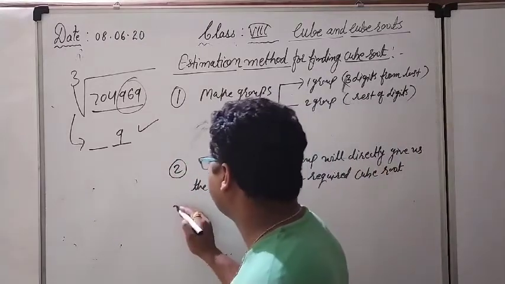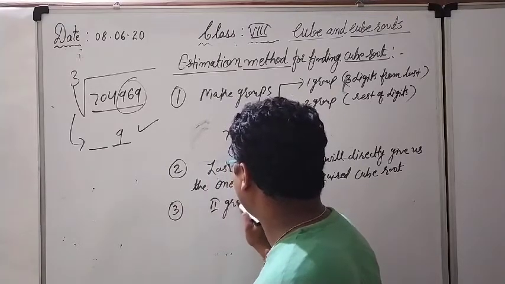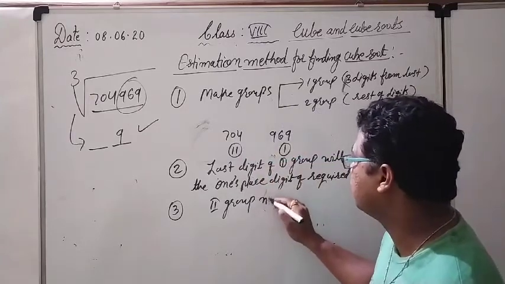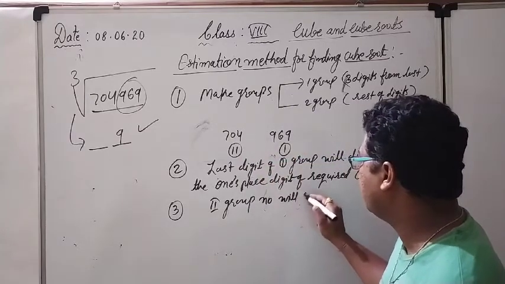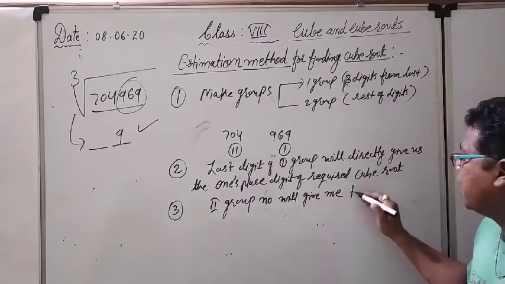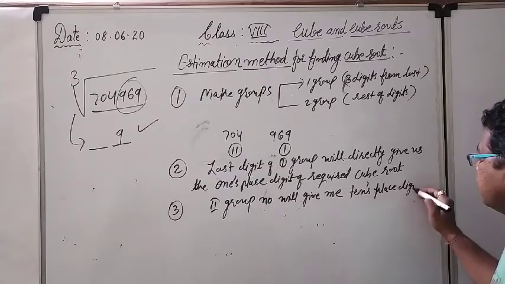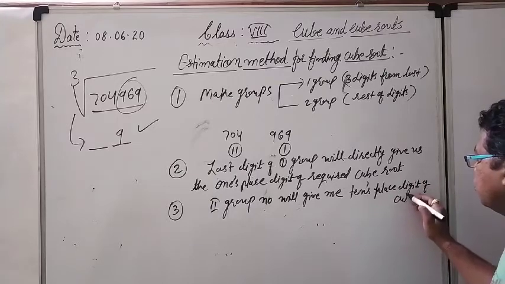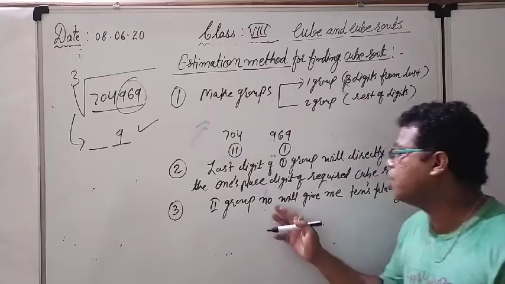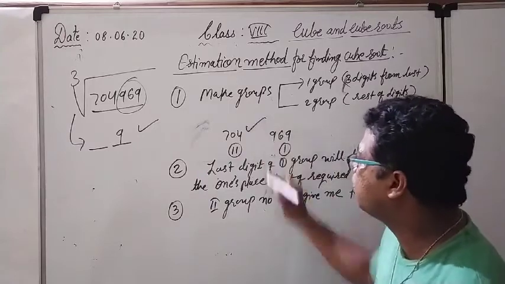Now the third step: the second group. The second group number will give me the tens place digit of the cube root. Look here, leave the theory. The second group number will give me the tens place digit of the cube root. How? What is the second group number?